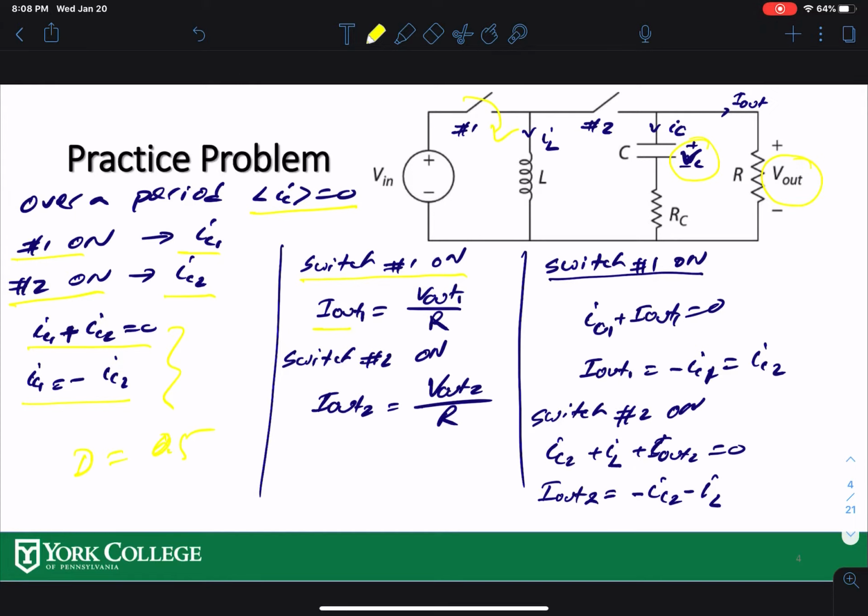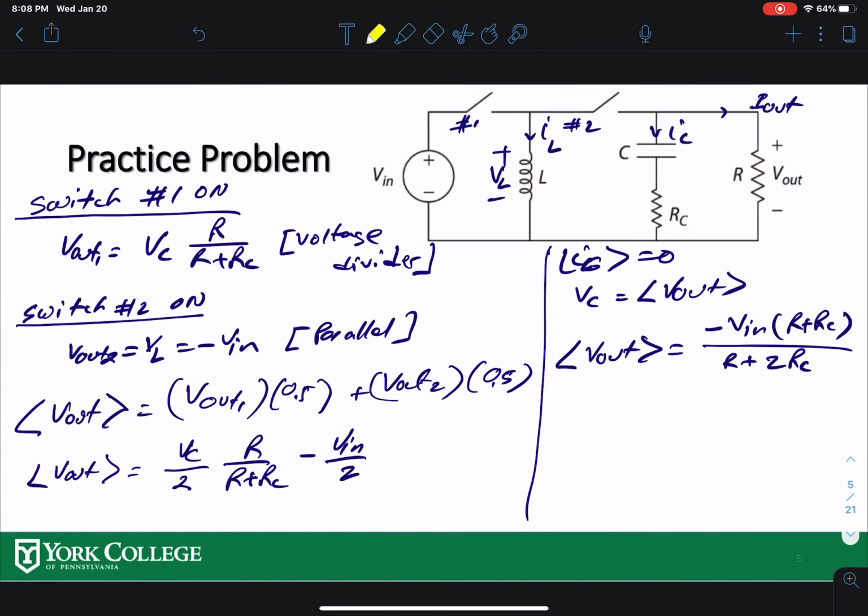Switch 1 is on, so if you take the node over here, I see that IC1 is coming to the node and I out 1 is coming to the node, so the sum should be equal to 0. There are two currents, so that means I out 1 equals negative IC1, which equals IC2 using this equation. And when switch 2 is on, I now have three currents in this node: IL, IC2, and I out 2. So IC2 plus IL plus I out 2 equals 0. Then I out 2 equals negative IC2 minus IL. This is the KCL, and this is the current into the output.